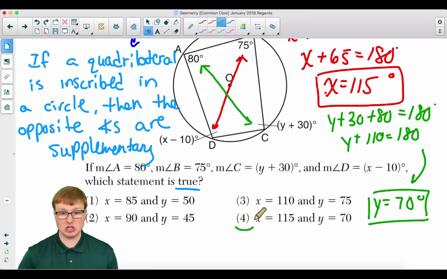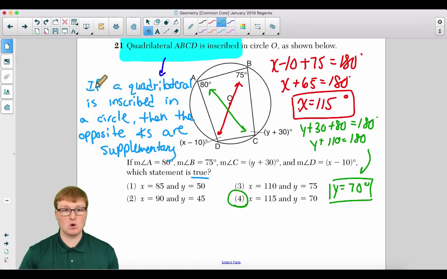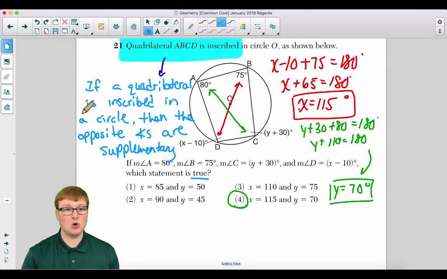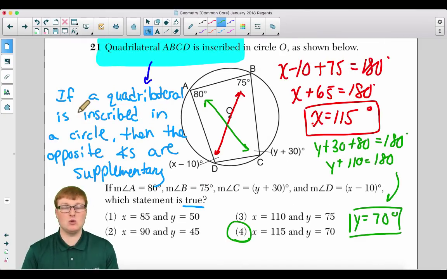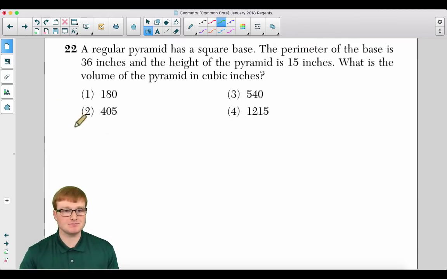Your answer is clearly going to be choice 4 for that question. Again, not a terrible question. You have to know that specific property. Very important stuff. Moving on to 22.